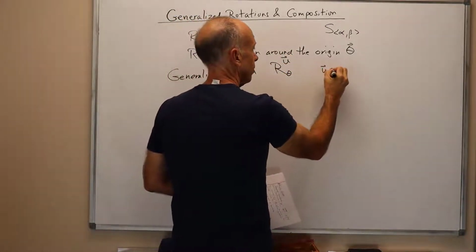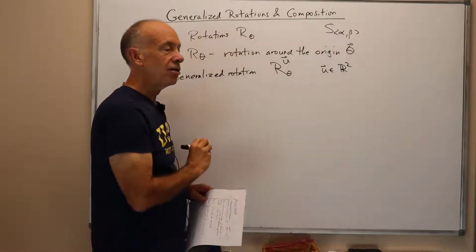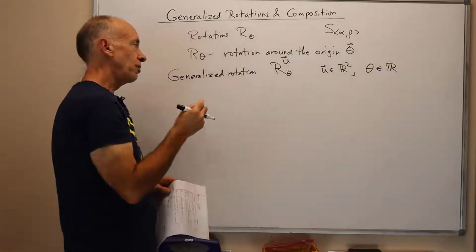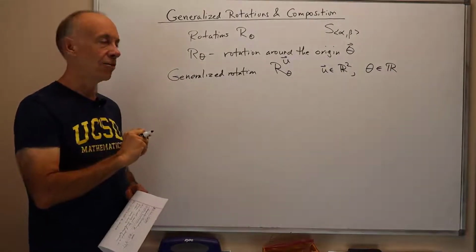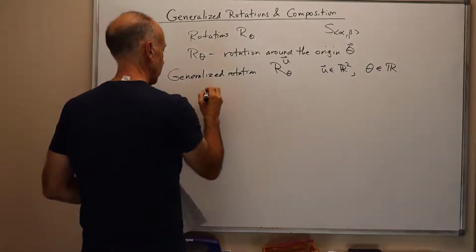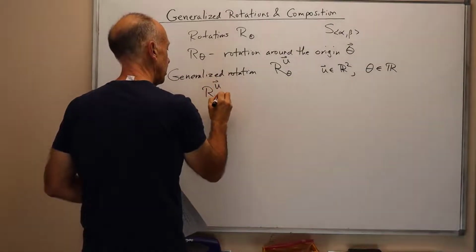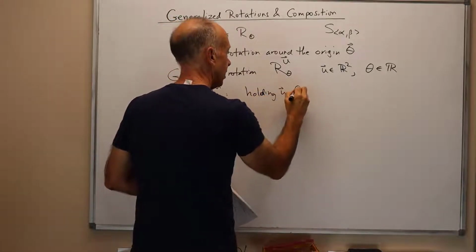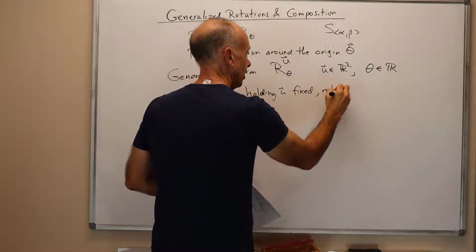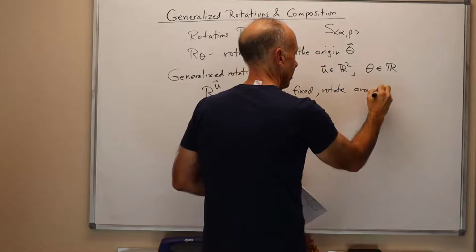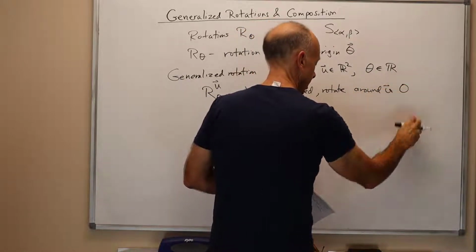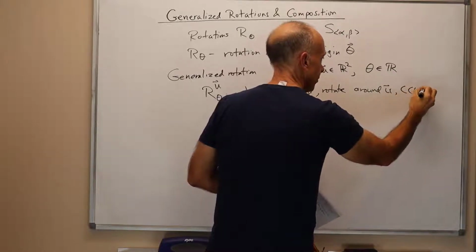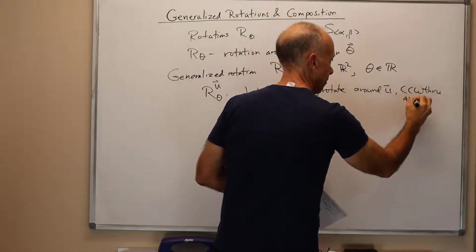Here, u is a point in R2, we're still working in R2, and theta is a scalar, an angle. It means holding the point u fixed, rotate objects around u. So the picture is something like the following. r u theta is going to hold u fixed and rotate around u through angle theta in the counterclockwise direction. So counterclockwise through angle theta.